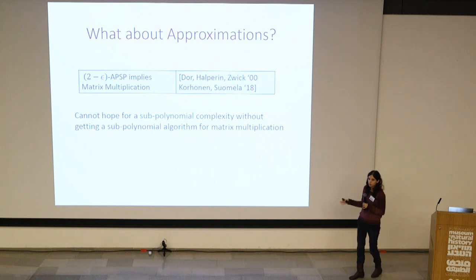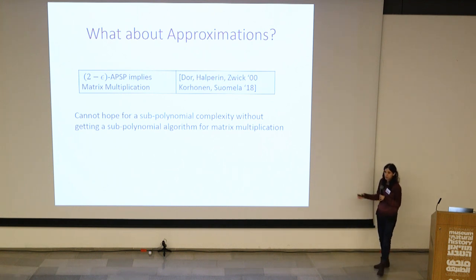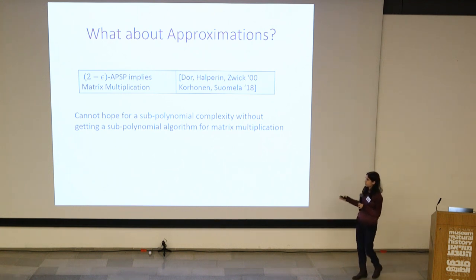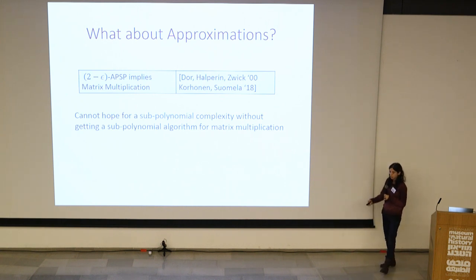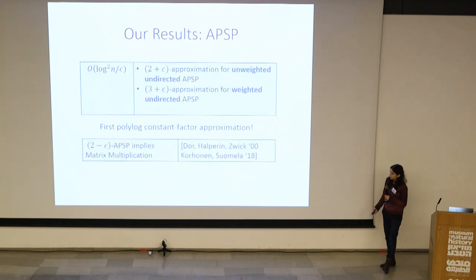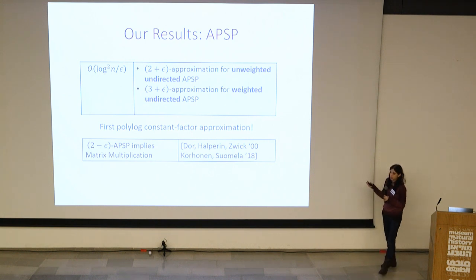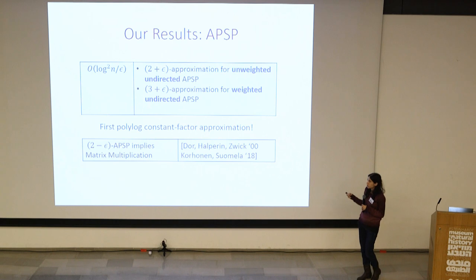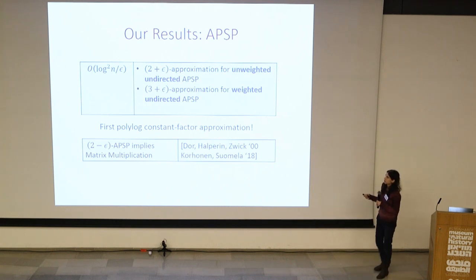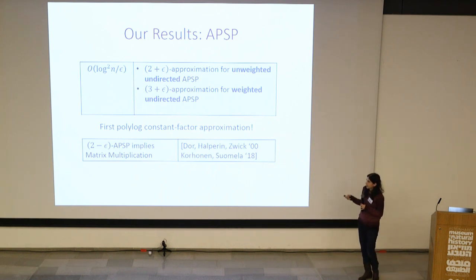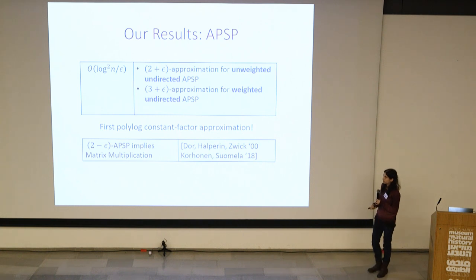Okay, so what about worse approximation? What happens if we just want a two approximation or some constant approximation? Can we get something that is subpolynomial? So what we recently showed is that this is actually possible. If we are okay with a 2 plus epsilon approximation, this can actually be achieved much faster in just a polylog number of rounds. So we show that we can get a 2 plus epsilon approximation for APSP in unweighted undirected graphs in just a polylog number of rounds.